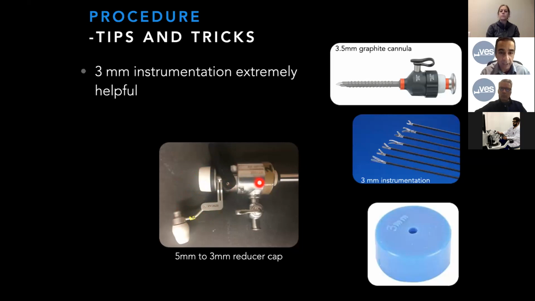Flip it off and then insert a 5 millimeter instrument as you need, as your dissection is progressing, depending on what size instrumentation you need at that particular time.